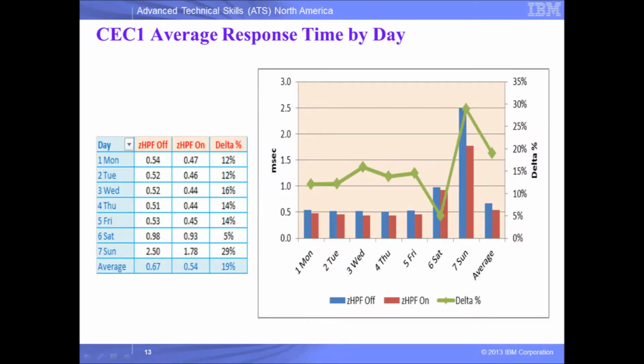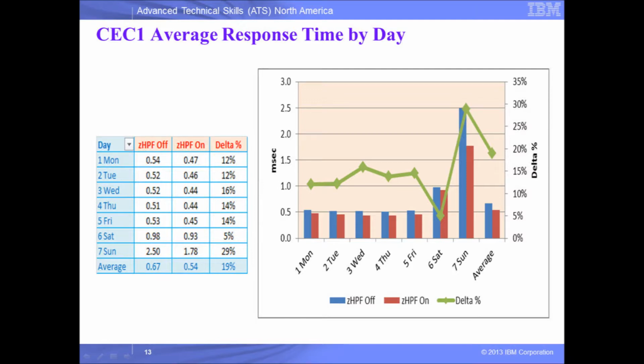This is the summary of the response time by day. Here, the left chart again shows the table chart with the leftmost column showing the day of the week. The second and third columns show the average response time by day with zHPF off and zHPF on. So if we look at the second row, which is the Monday data, we see that the average response time with zHPF off is 0.54 milliseconds, and with zHPF on, it improves to 0.47 milliseconds. The delta between these two numbers is 0.07 milliseconds. In terms of percentage response time improvement, this is a 12% response time reduction.